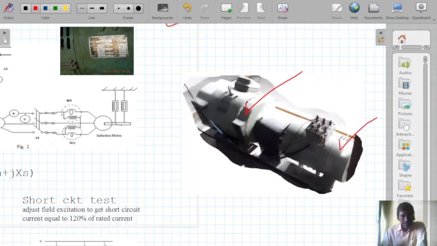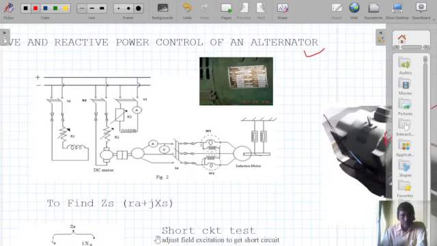Okay, now this is the nameplate of our alternator. Its voltage is 410 volt, synchronous speed is 1500 rpm, rated current is 1.75.